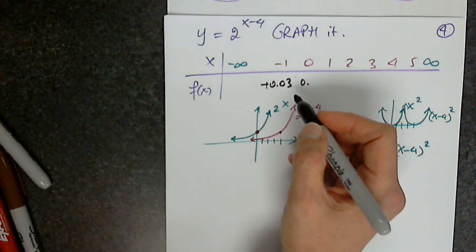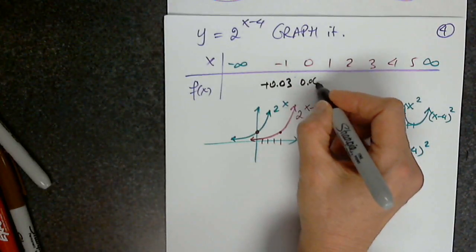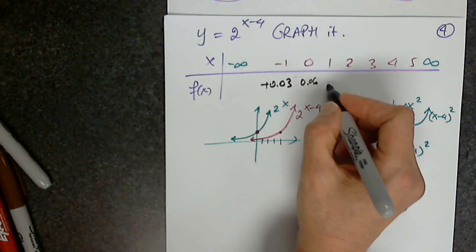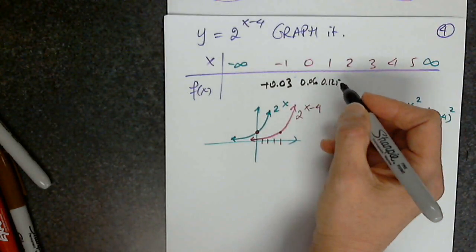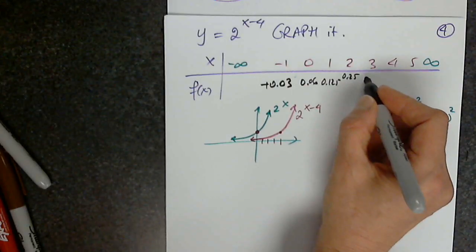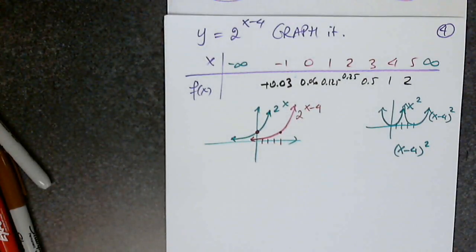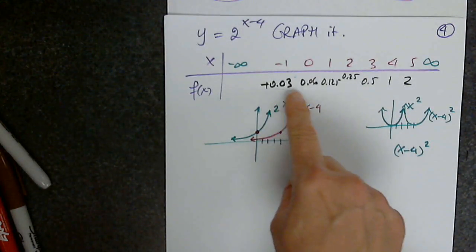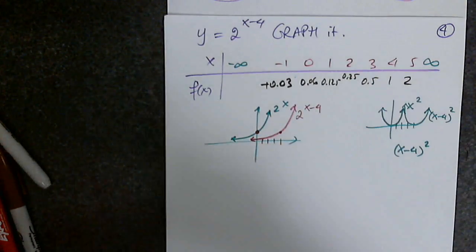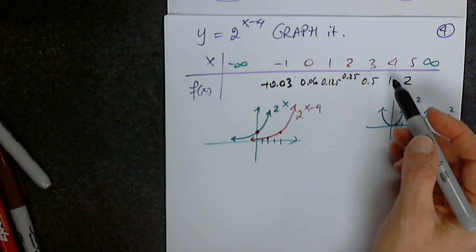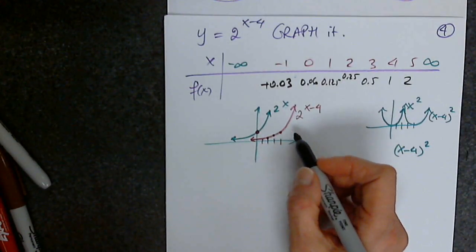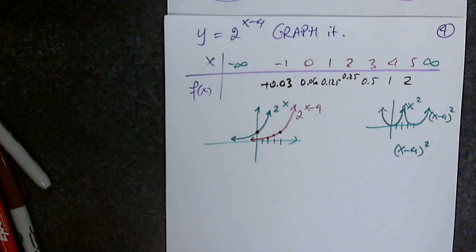Of course, everything is positive. 0.06, and at 1 is 0.125. At 2 is 0.25. At 3 is 0.5, and then 1, and then 2. As expected. So that's the graph. Very difficult to plot these, right? Maybe 2, 2.25, 3.5, and 4, 1 that we already had.